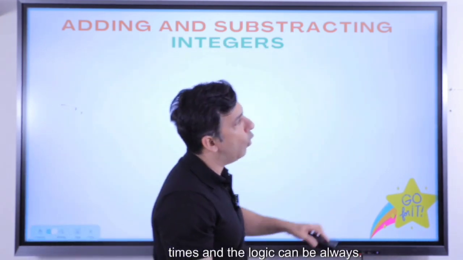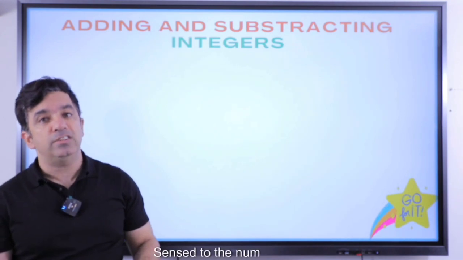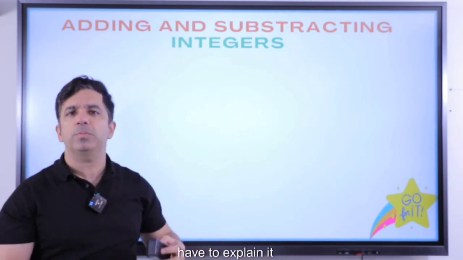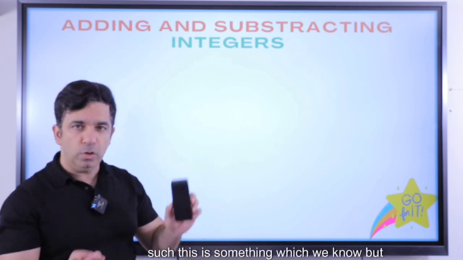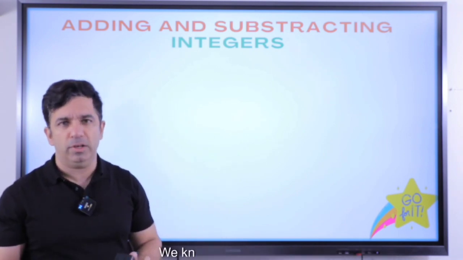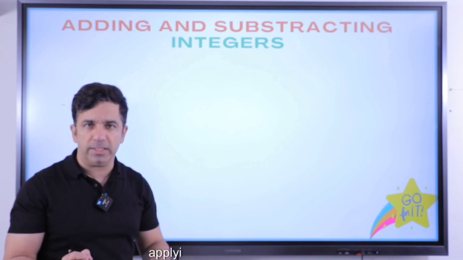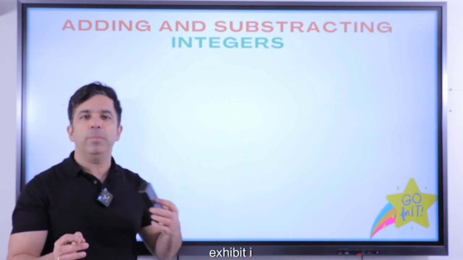And the logic can always be sensed through the number line. But we don't have to explain it to everybody. We don't have to draw the number line as such. This is something which we know, but it's just in our mind. We know why we are applying this logic, but we are not going to exhibit it every time.